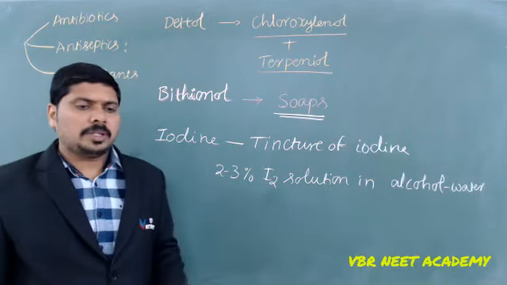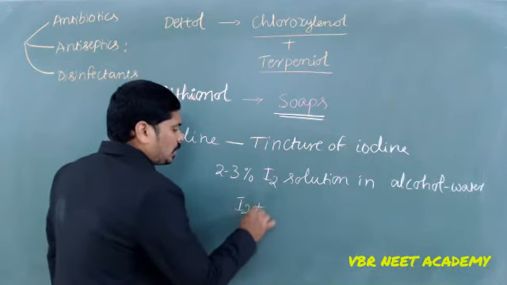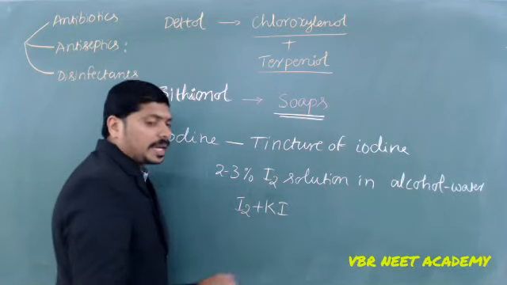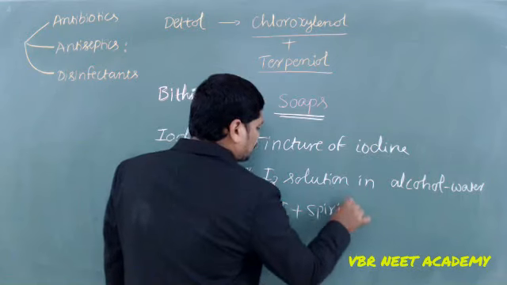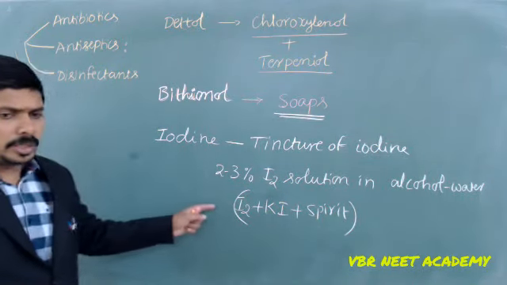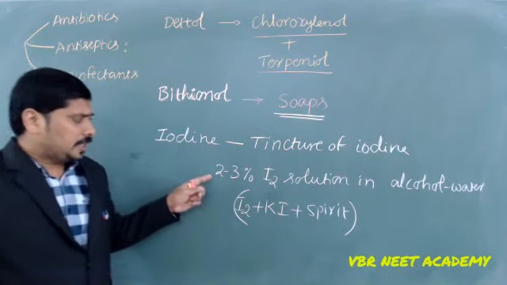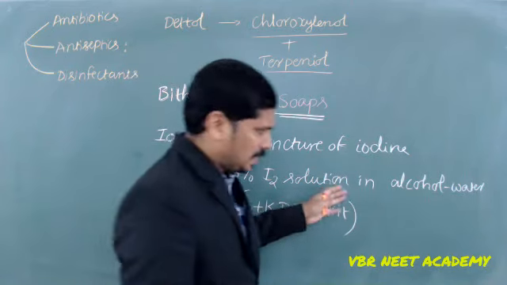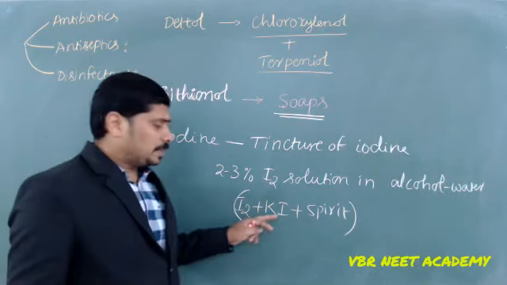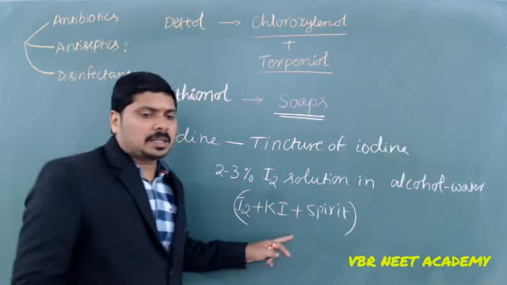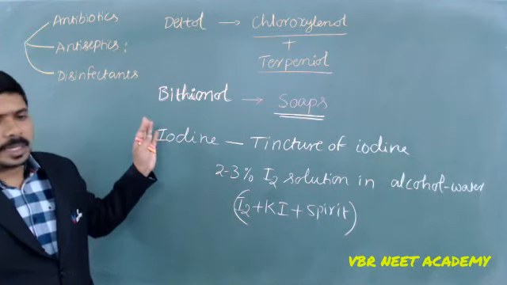Iodine is solubilized by the addition of KI, so KI plus I2, along with spirit, that is alcohol. This is the composition of tincture of iodine: a 2 to 3% iodine solution in an alcohol-water mixture. Iodine plus KI plus spirit, that is alcohol, are present in the mixture, which acts as an antiseptic.